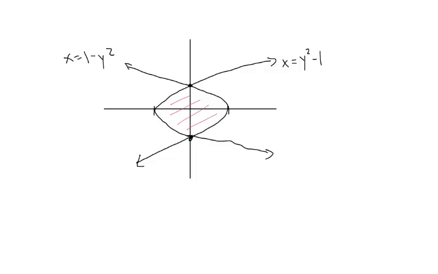And in this example, we're going to be taking horizontal slices to find our area. And when we do that, we're going to do right minus left. So when we integrate this, we're going to have 1 minus y squared minus y squared minus 1. In order to find our intersection points, what we're going to want to do is set the 2 equal to each other. So we have 1 minus y squared is equal to y squared minus 1.